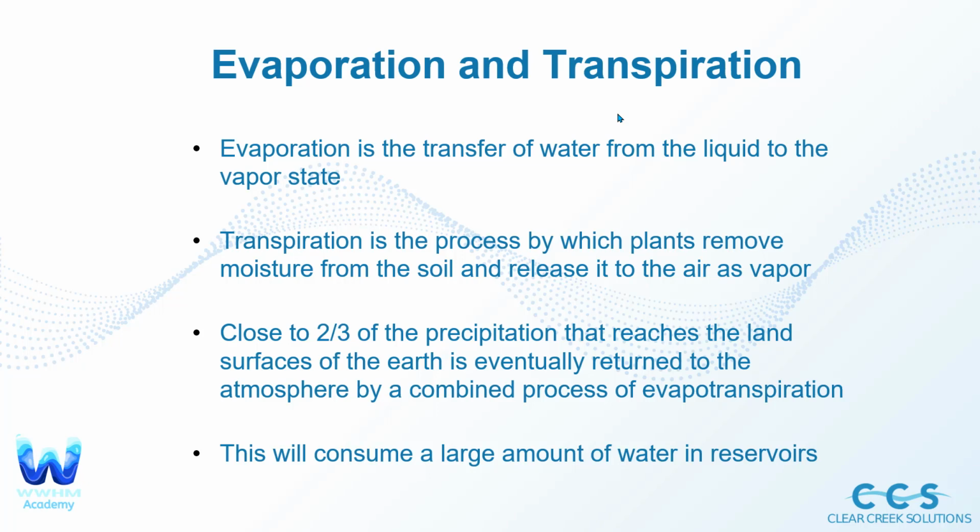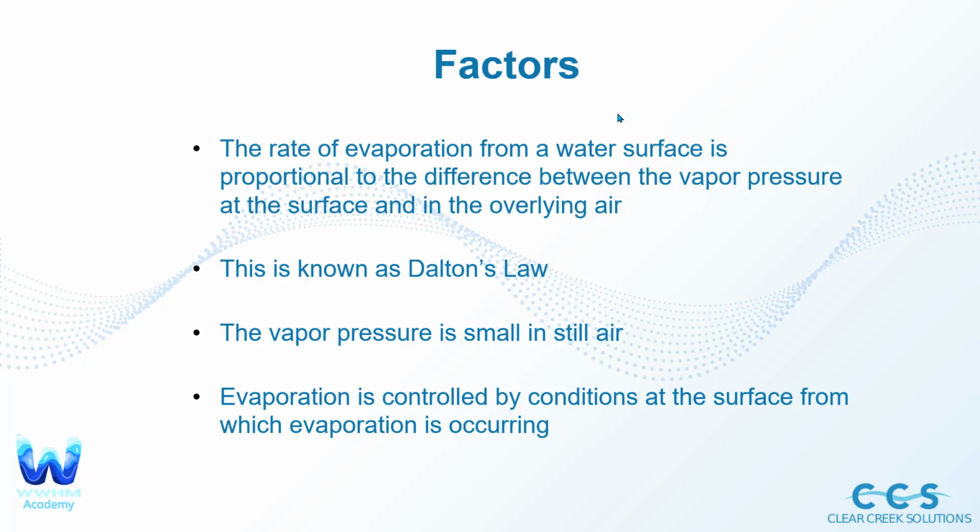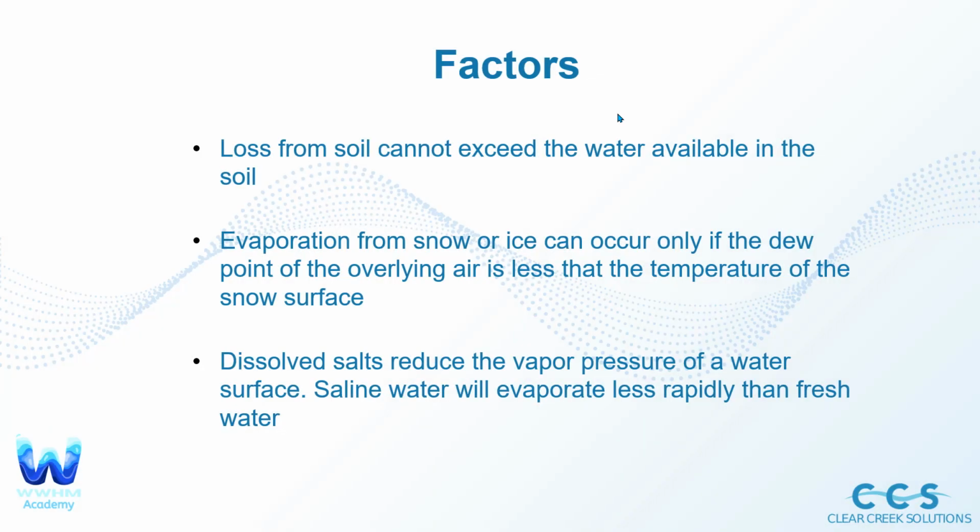And this will consume a large amount of the water that we have in reservoirs. The rate of evaporation from a water surface is proportional to the difference between the vapor pressure at the surface and the overlying air, and this is known as Dalton's law. The vapor pressure is small in still air, so air that's not moving, there's not a lot of vapor pressure, and the evaporation is controlled by conditions at the surface from which evaporation is occurring. And there are some more factors listed. And then loss from soil cannot exceed the water available in the soil. Obviously, we can't lose more water from the soil that isn't there.